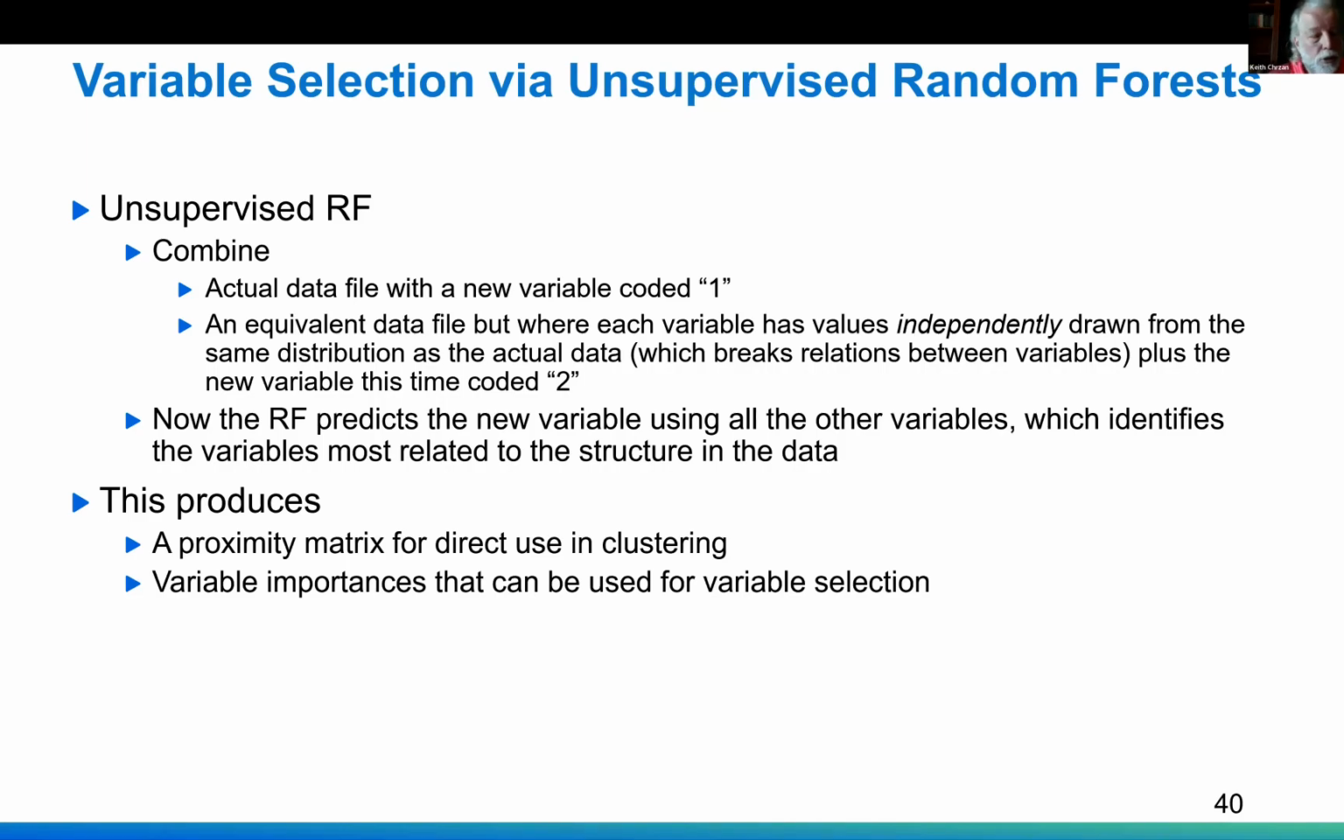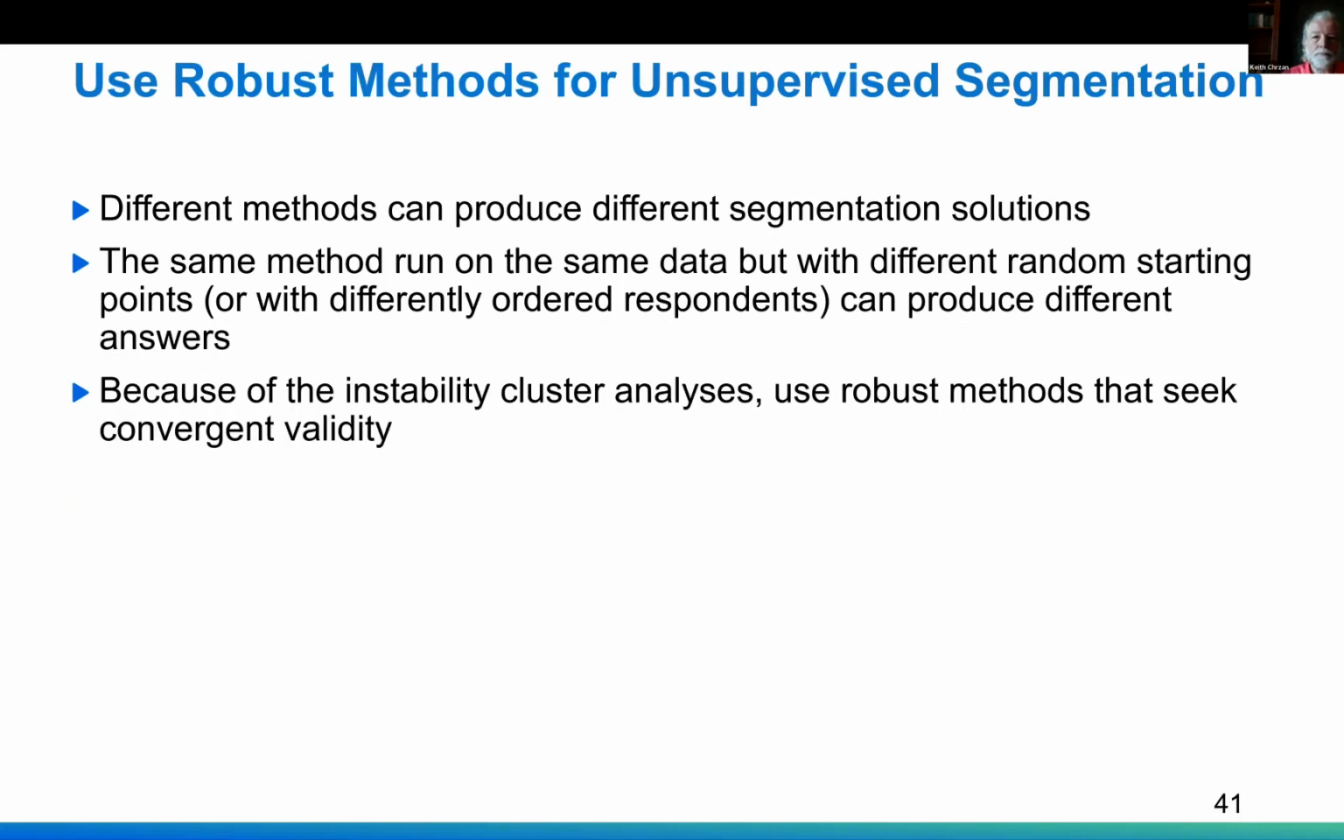You don't have to actually do all of these steps. The program for doing unsupervised random forests in R does them for you. As its outputs, it gives you a proximity matrix that you could take and directly use in clustering if you wanted to. But it also gives you a list of variable importances that you can use to manually do variable selection and then go on and do whatever clustering you want in whatever program you want. I found that just using those variable importances can really improve your segmentations if you've got masking and redundant variables in there. Kind of cool.